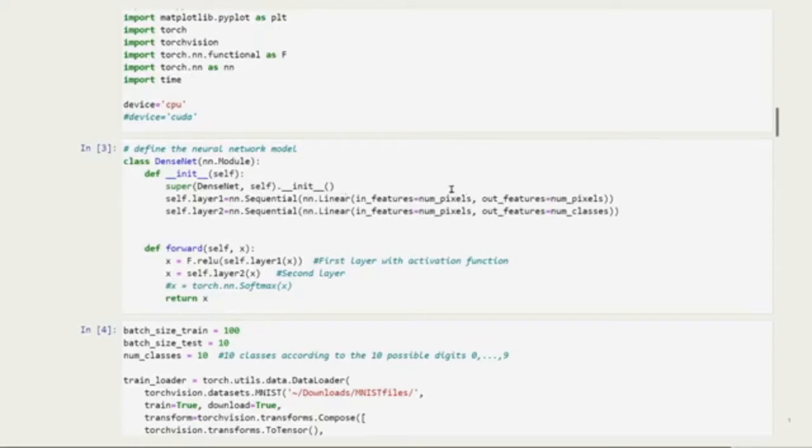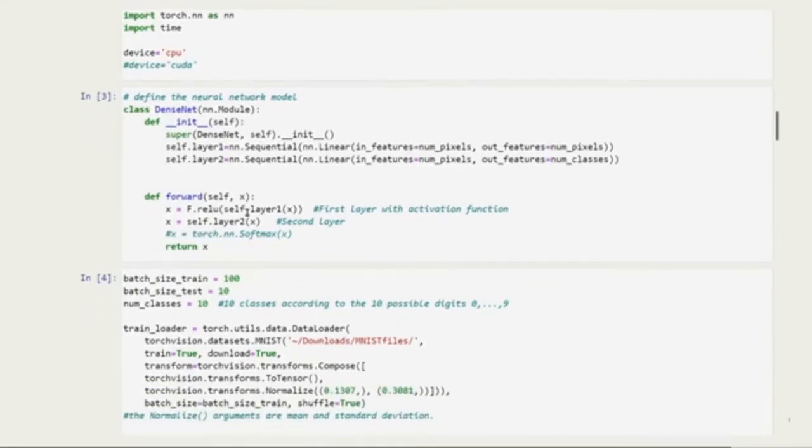The first layer has the input features equal to the number of pixels, and the output features also equal to the number of pixels, and the second layer has the input features equal to the number of pixels and the output features equal to the number of classes, like we did before. This time we are using a ReLU activation function after the first layer, and then we have the second layer and we return the output of the second layer.